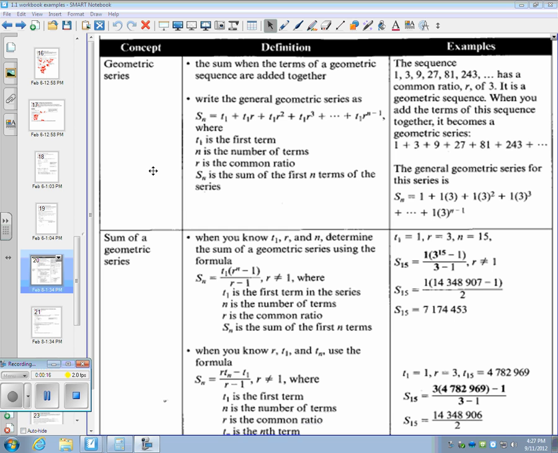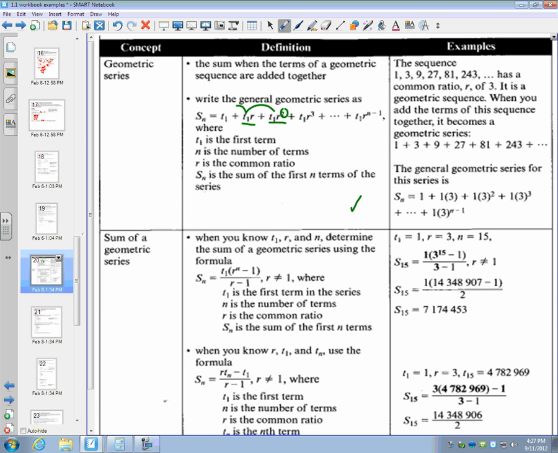Okay, so if we wrote the general term to get Sn, to get the sum, we'd go term 1 plus term 1r plus term 1r squared. This is like term 2 here. So to find term 2, we took term 1 times r. To find term 3, we took term 1 times r times r. That's where we get the r squared. Okay? So that's how we get the general term.